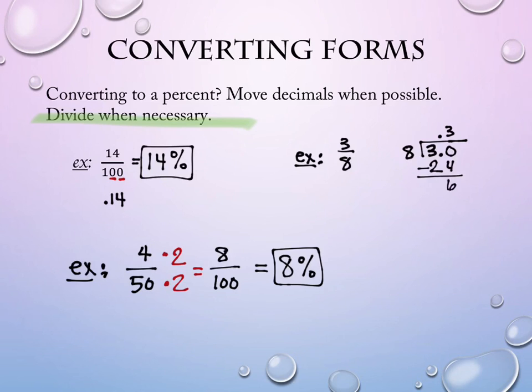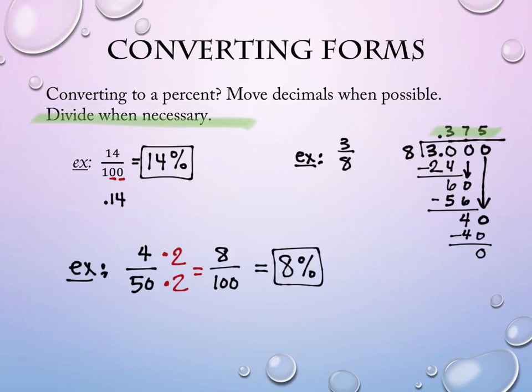If we subtract, we have 6, and we bring it down. How many times will 8 go into 60? 7, yeah. 7 times 8 is 56. 60 minus 56 is 4. We're almost done. Bring another 0 down. How many times will 8 go into 40? 5. 5 times 8 is actually 40. So once I get to a remainder of 0, I would be done. This is the decimal approximation, 0.375.